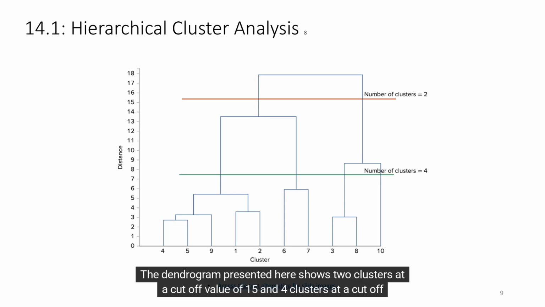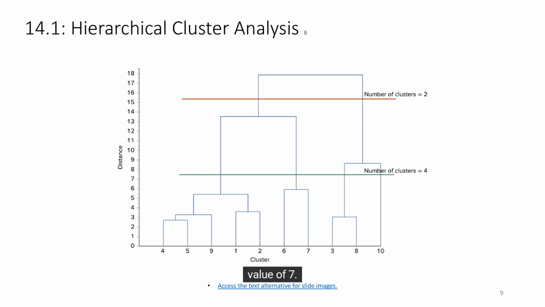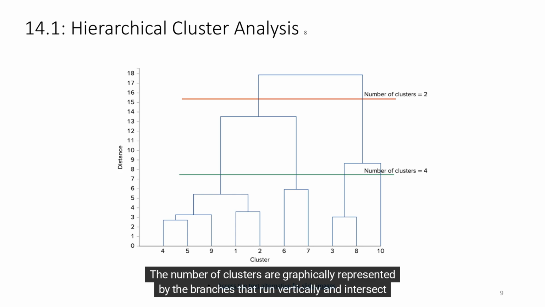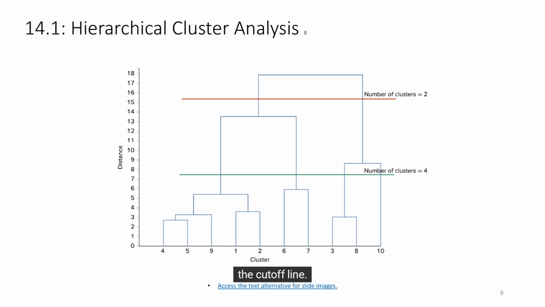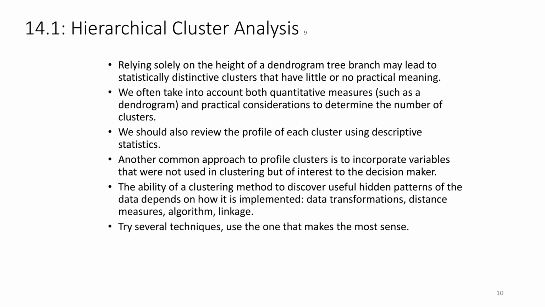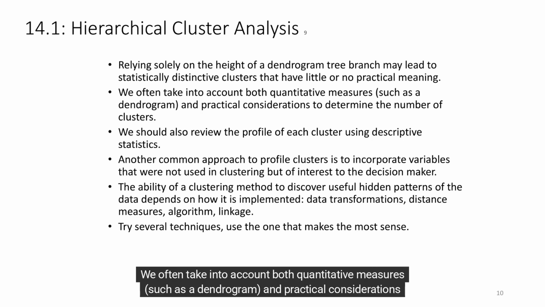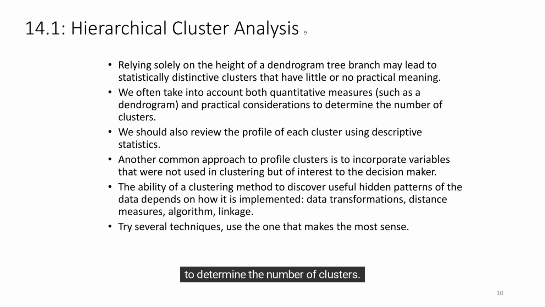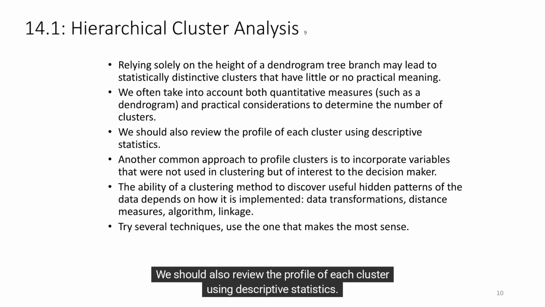The dendrogram presented here shows 2 clusters at a cutoff value of 15 and 4 clusters at a cutoff value of 7. The number of clusters are graphically represented by the branches that run vertically and intersect the cutoff line. Relying solely on the height of a dendrogram tree branch may lead to statistically distinctive clusters that have little or no practical meaning. We often take into account both quantitative measures such as a dendrogram and practical considerations to determine the number of clusters. We should also review the profile of each cluster using descriptive statistics.